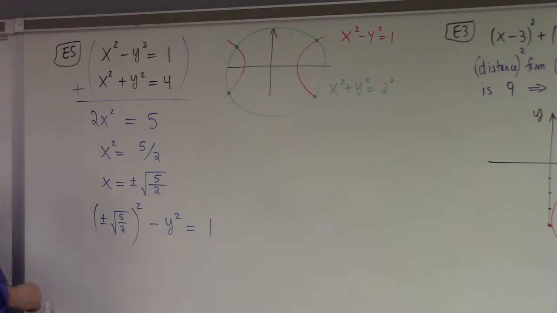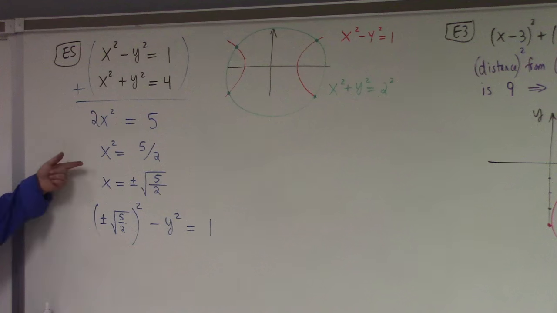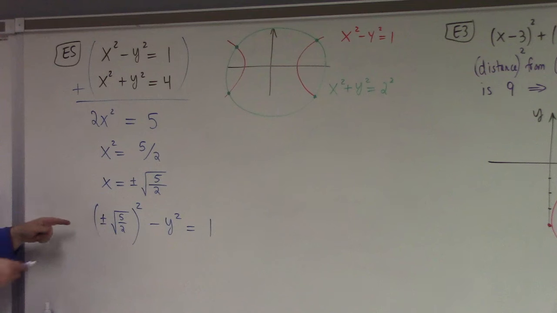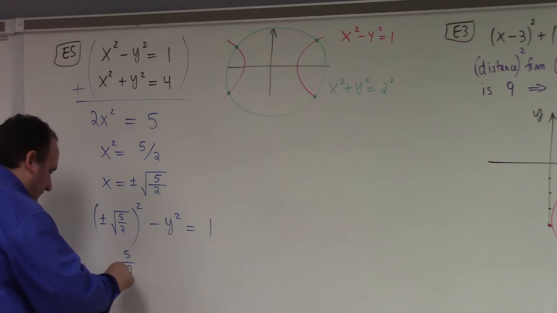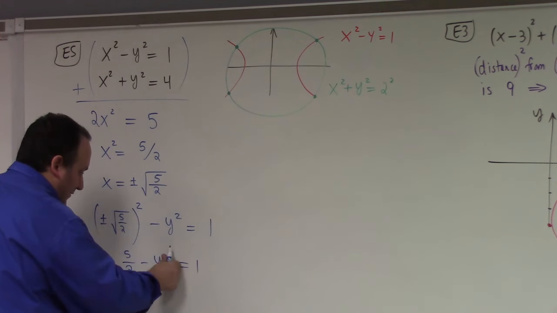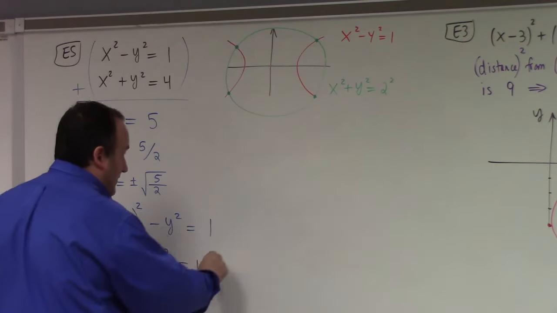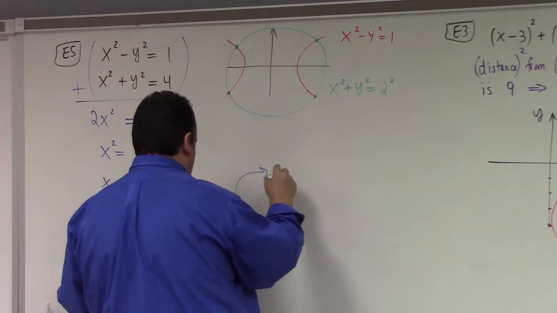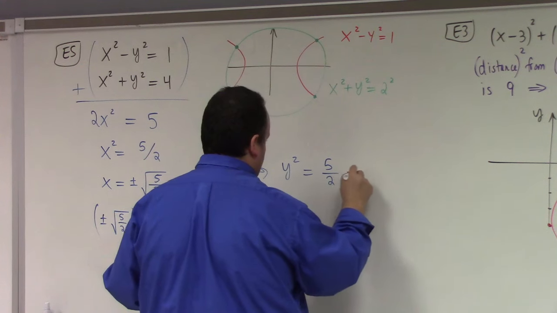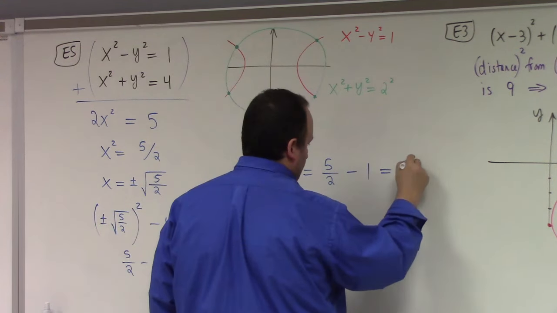Now, if I was smarter, what could I have done? I could have remembered where I came from, right? What got us to the solution was x squared equals 5 halves, right? So what should happen when I plug that into the first equation? x squared should just become 5 halves. So I could logically just have started with 5 halves minus y squared equals 1, right? But I was plugging it in. And so then that gives me y squared is equal to 5 halves minus 1, also known as 3 halves.